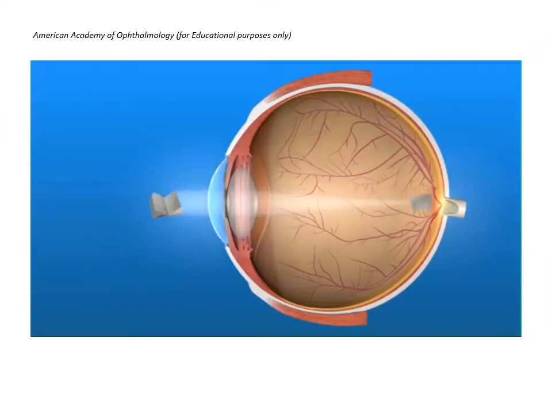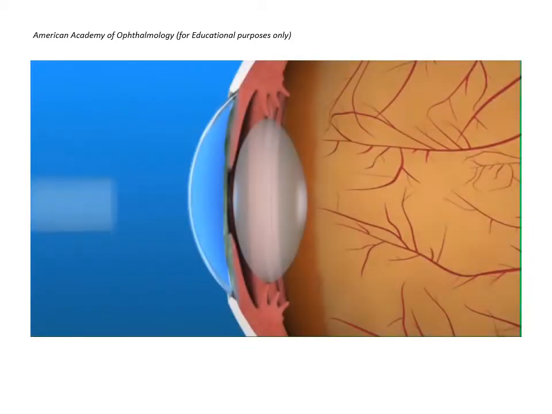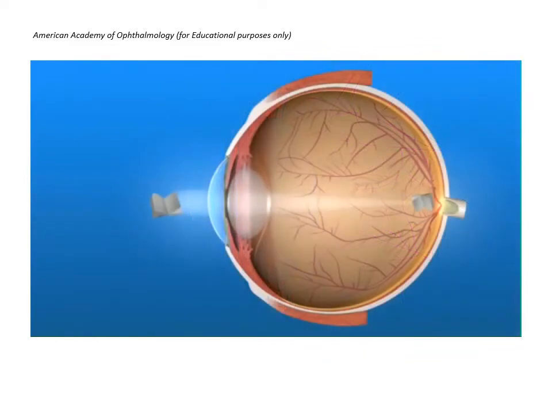Presbyopia develops when our eye's natural lens loses its flexibility. Focusing up close becomes more difficult. The eye's ciliary muscle contracts, which causes our flexible lens to thicken or change shape. This change in shape allows us to see objects up close.